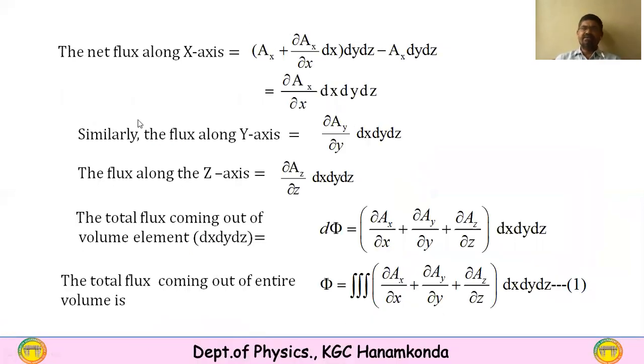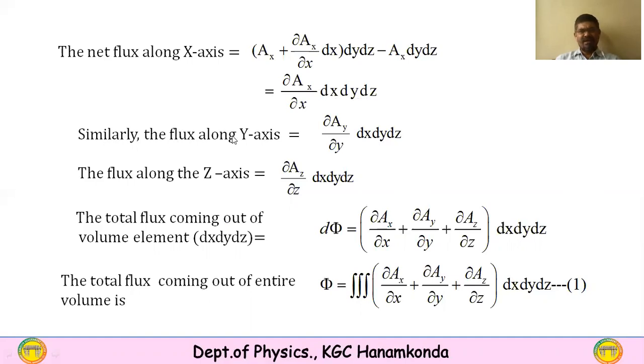Now, the net flux along the x-axis is the coming out flux minus the entering flux. Coming out flux is (Ax plus ∂Ax/∂x into dx) into dy dz, minus Ax into dy dz. Performing a simple subtraction, Ax dy dz minus Ax dy dz cancelled. Therefore, the remaining quantity is ∂Ax/∂x into dx dy dz. So the net flux along the x-axis is ∂Ax/∂x into dx dy dz.